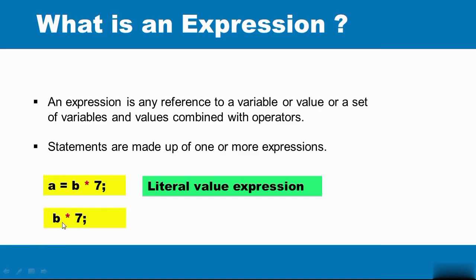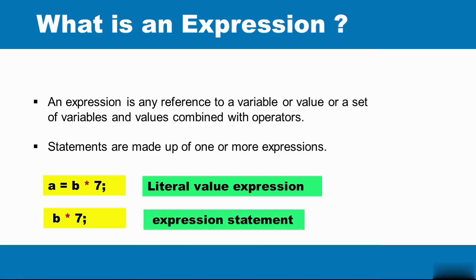This here, B times 7, is an expression that basically stands alone, and it is referred to as an expression statement. So expressions are an important part of computer programming. When you are writing your statements for your computer programs, whenever you write statements, you must include various types of expressions.